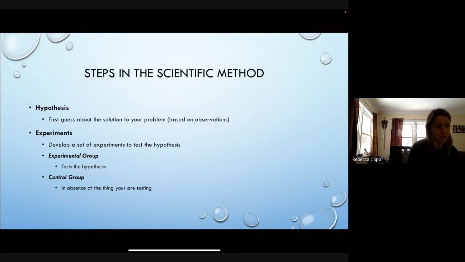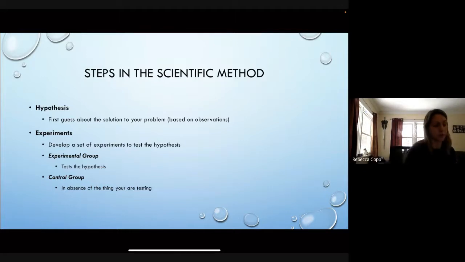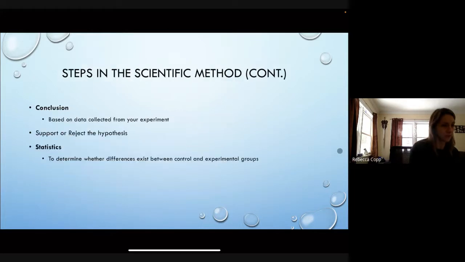Again, the hypothesis is your first guess about the solution to your problem, and it's going to be based on your observations. Experiments are developed to test this hypothesis. You should know the difference between experimental group and control group. The experimental group tests the hypothesis. The control group is in the absence of the thing you are testing. In your lab book they used giving treats to a dog to perform certain tasks. So your experimental group would be the group that got the treats, and your control group would be the ones that didn't.